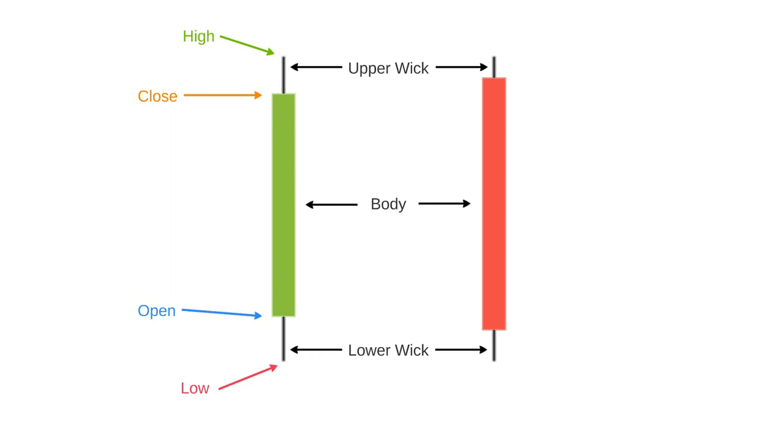When looking at a red candle, so a bearish candle, the upper and lower wicks show us the same information as before, but this time the top of the body shows us the price the candle opened at, and the bottom of the body shows us the price the candle closed at. This is because overall a bearish candle moves down over the time period.